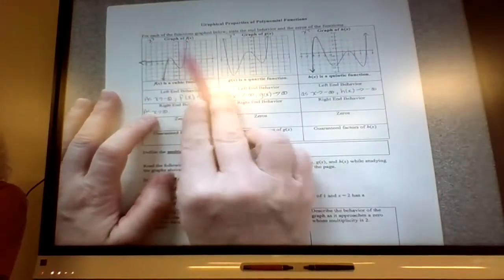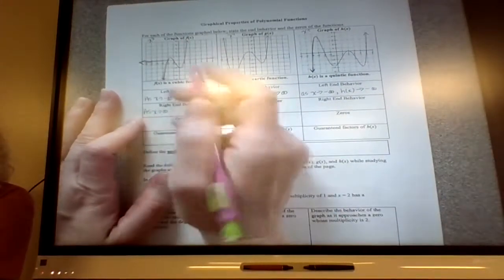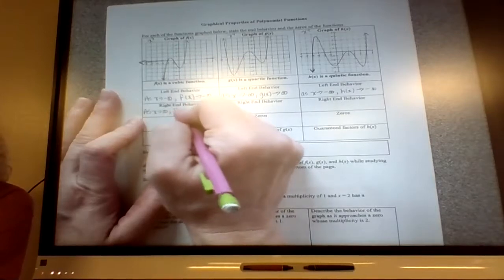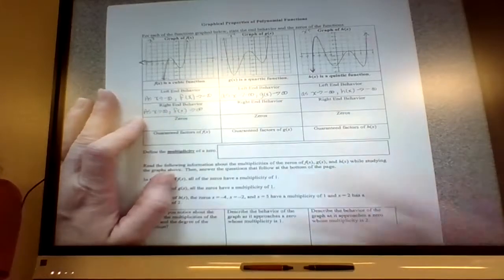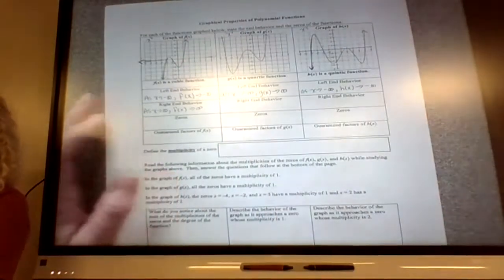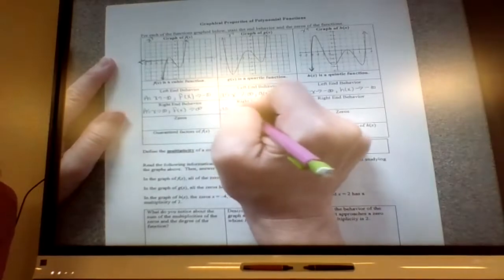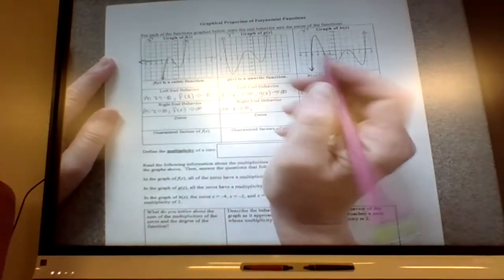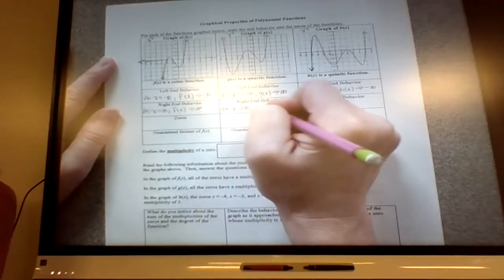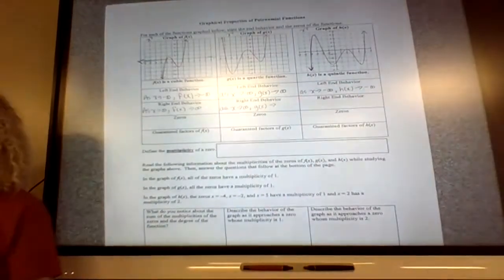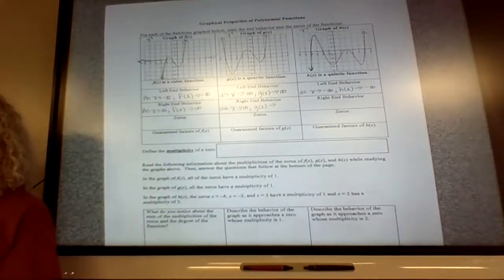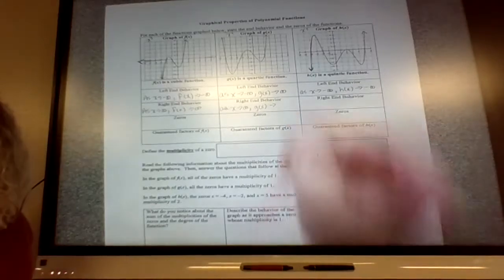All right, so let's look at the right side of the graph, the right end behavior. What's happening on the right side of f of x? It's going up, so that's positive infinity. So as x goes up to positive infinity, the graph f of x is going up to positive infinity. What's happening on g of x on the right side? Going to positive infinity.